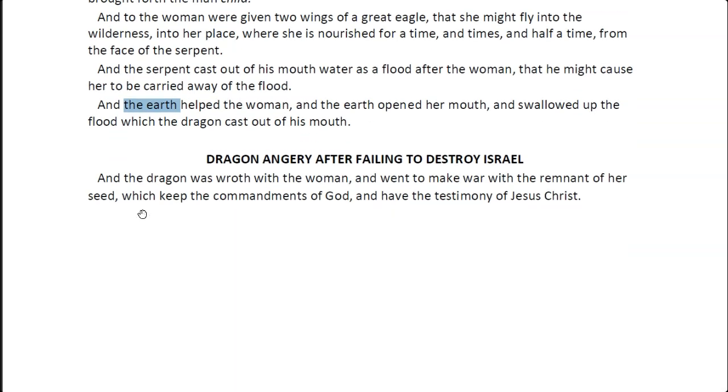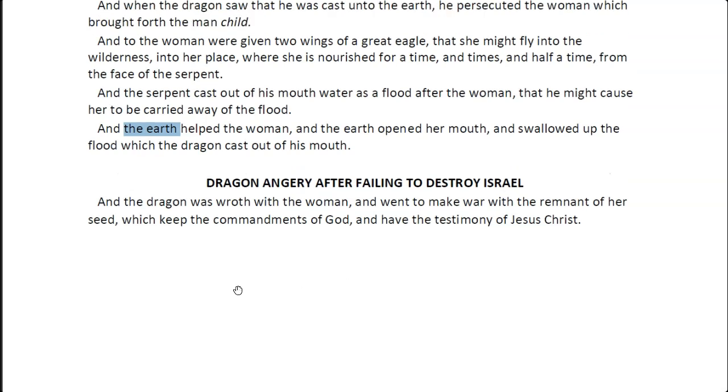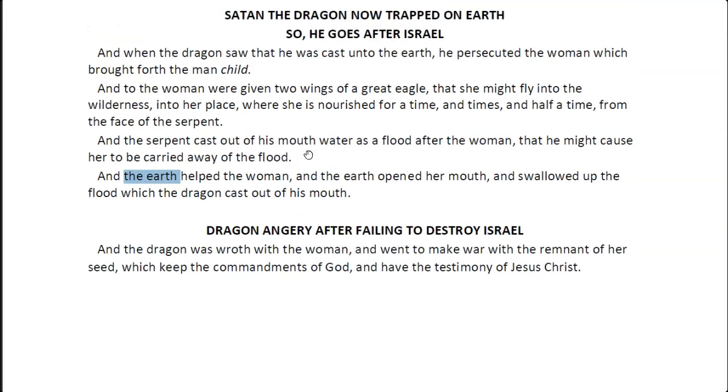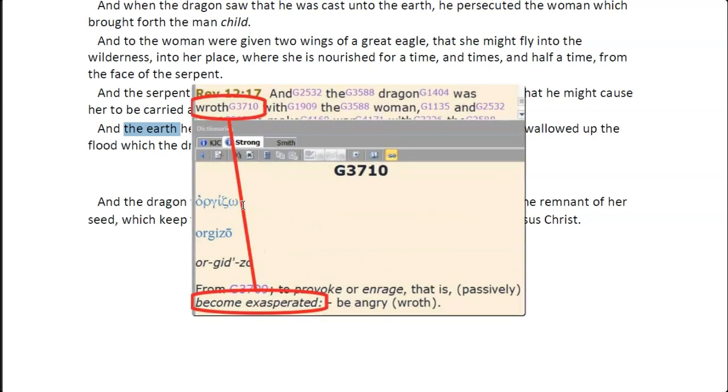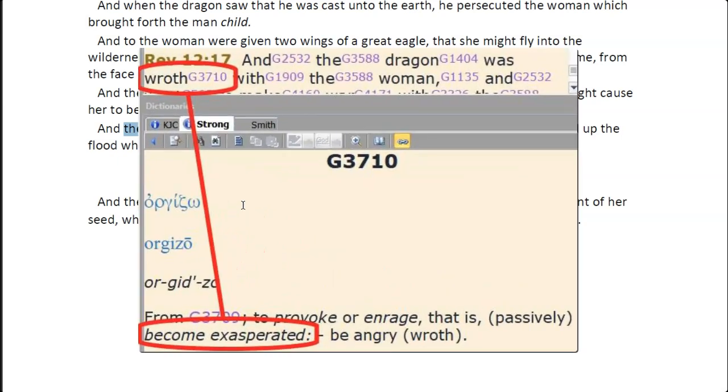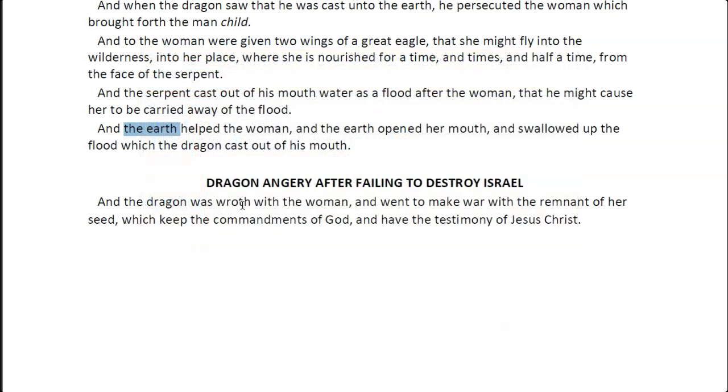So what happens next? The dragon was wroth with the woman and went to make war with the remnant of her seed, which keep the commandments of God and have the testimony of Jesus Christ. Yeah, he's persecuting her. Now he's trying to entice her and overwhelm her. It's not working. And this word for wrath actually means exasperated. If you've ever tried something over and over that you think is going to be simple, you'll get exasperated, and that's what the dragon is. He's like, what? So what does he do?